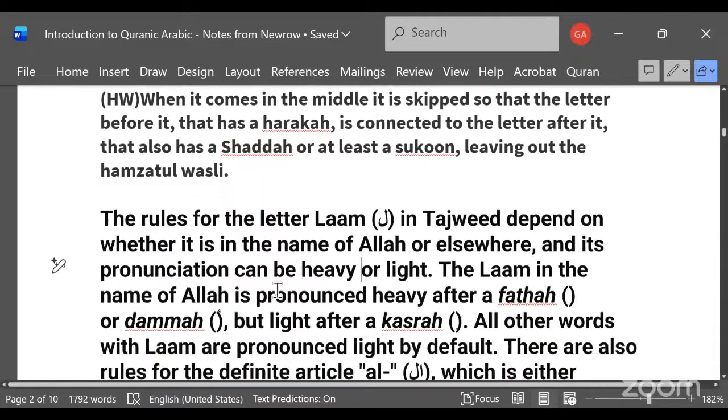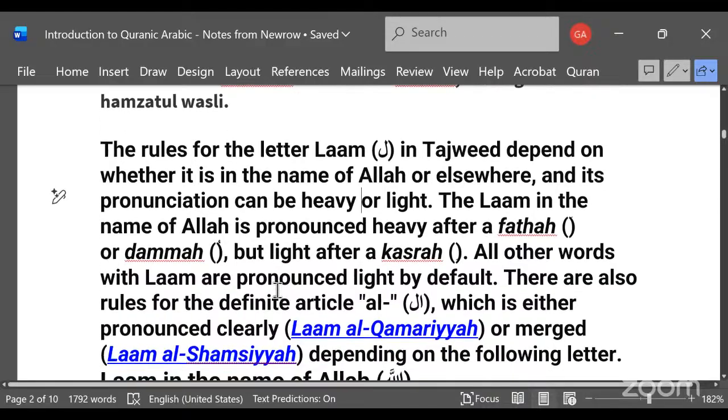It's just the lam. Okay, so the rules of lam in Tajweed depend on whether it is in the name of Allah or elsewhere, when it is with other letters. When it is not in the name of Allah, it is light. But when it is in the name of Allah, it can either be light or heavy. All right? So our focus right now is on the word Allah, right?